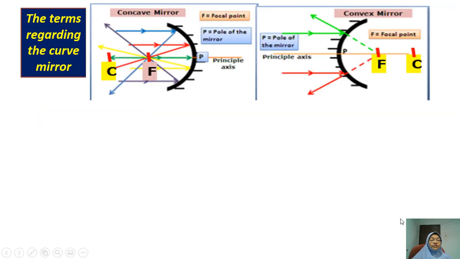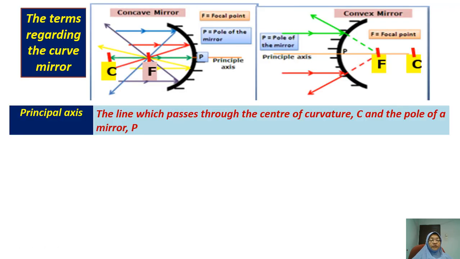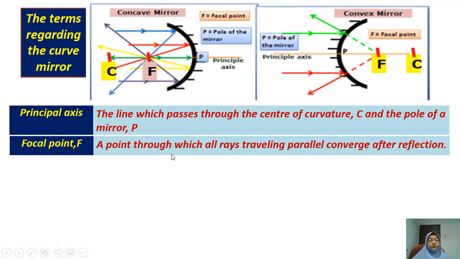Okay, now we move on to the terms regarding the curved mirror. First, principal axis: the line which passes through the center of curvature and the pole of the mirror, straight here. Normally it will divide the mirror into two parts. Okay, focal point: a point through which all rays traveling parallel converge after reflection. So a point where all parallel light will converge after reflection.